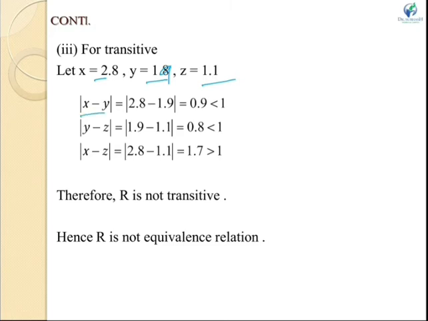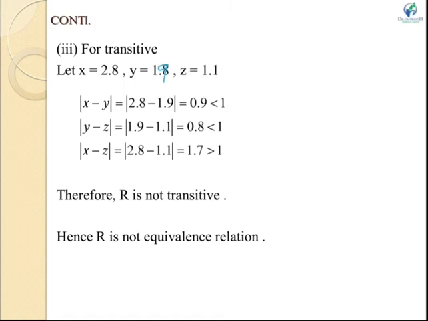So if I take mod of x minus y, x equal to 2.8, y equal to 1.9, then this is equal to 0.9, which is less than 1. Now y minus z, 1.9 minus 1.1, that is 0.8, which is less than 1. According to the property of transitivity, here are the two conditions: x is related to y and y is related to z.